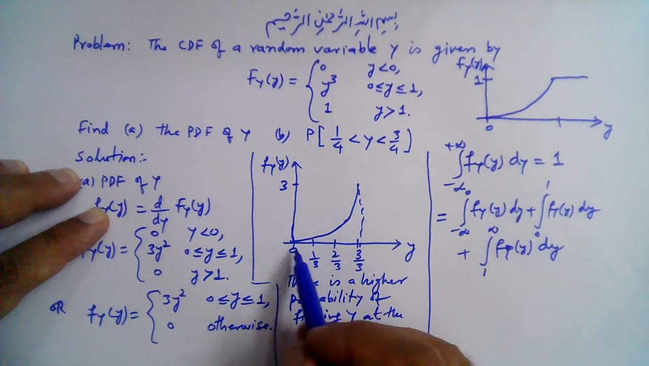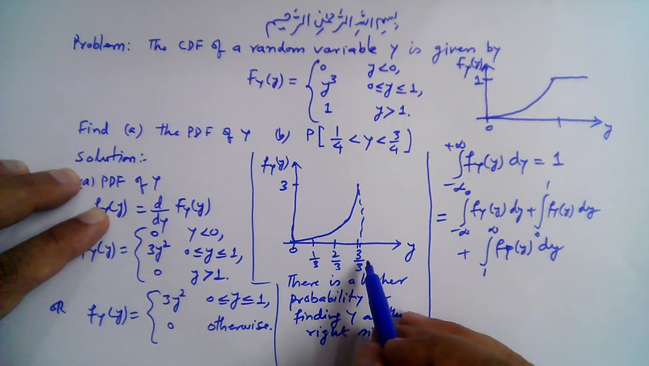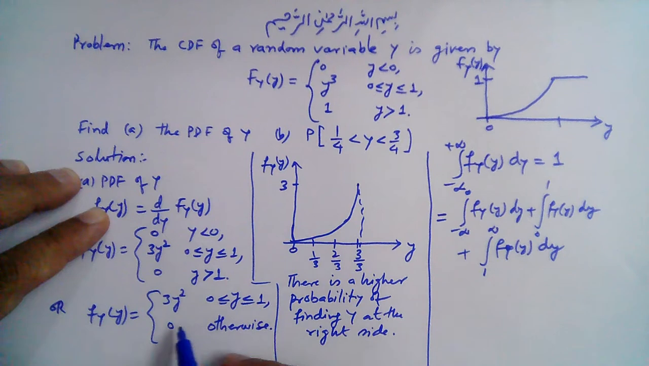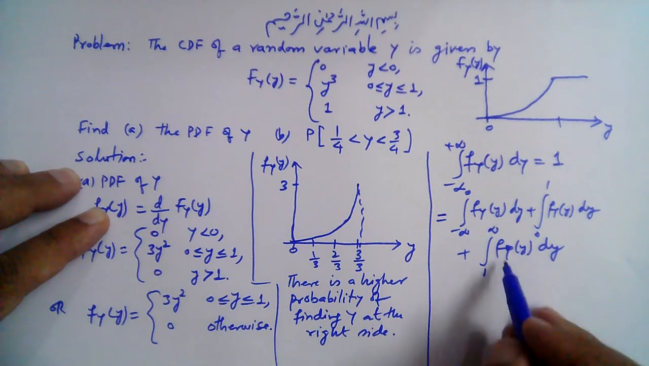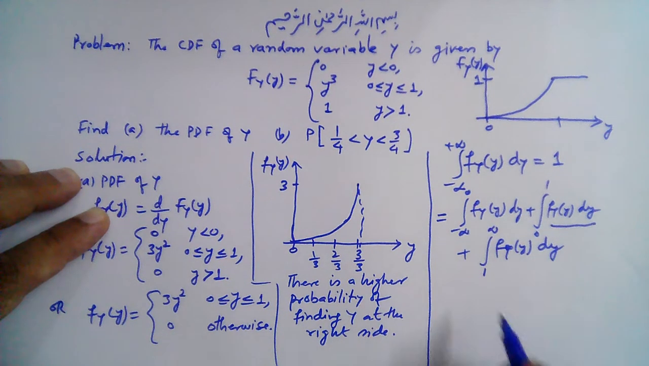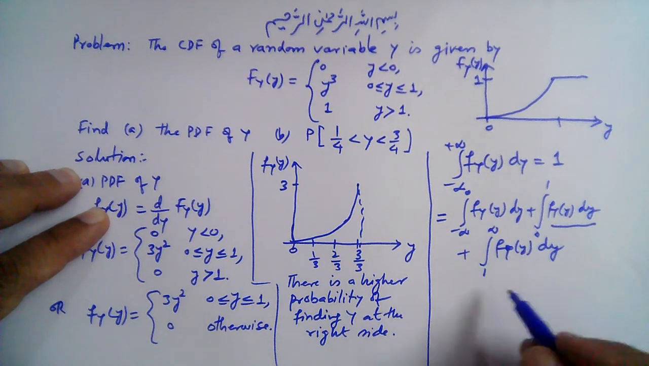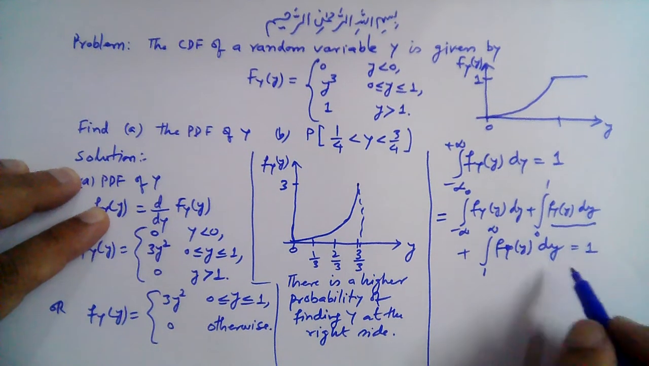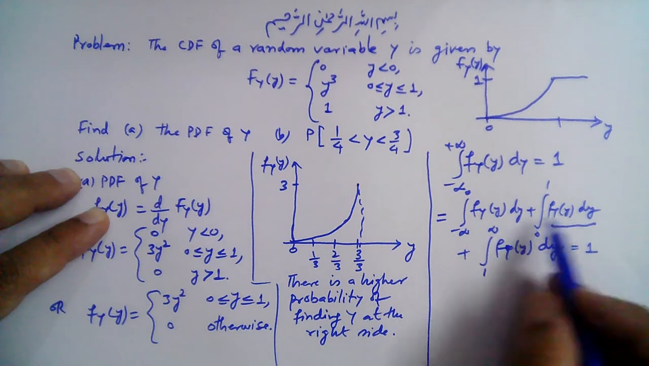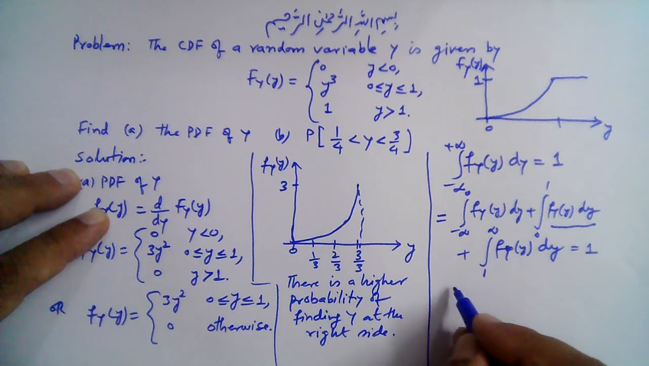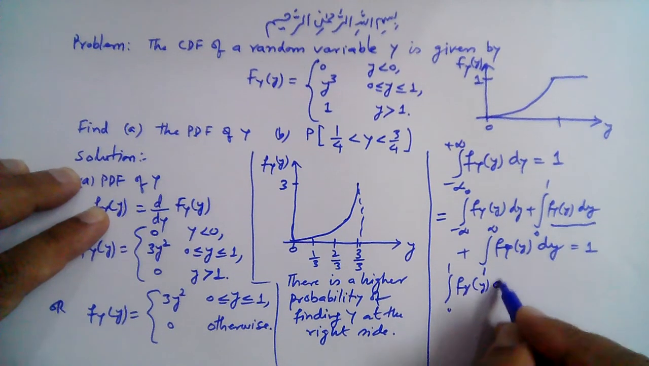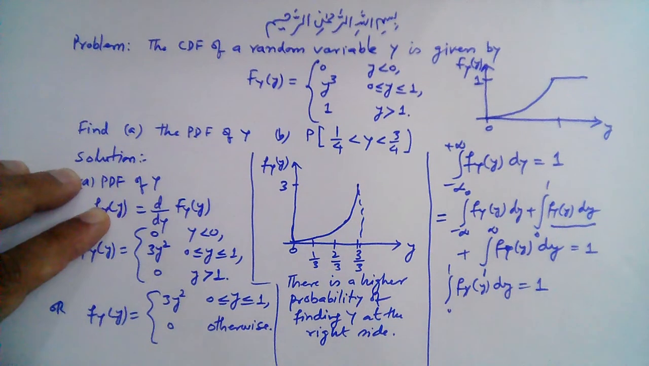This is 0 for values greater than 1 as well. It's given here that it's 0 otherwise. So this part and this part are 0. The meaningful part is only this one. So this integral should be equal to 1, because the other two are 0. Otherwise, the integral of f_Y(y) with respect to y should be equal to 1.